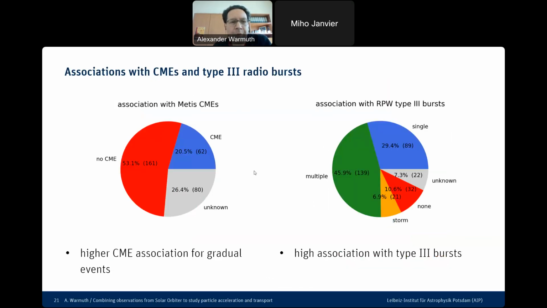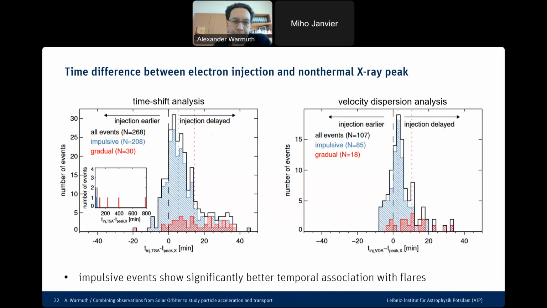flares. Some further statistics, CMEs with METIS, we only see it in about 20% of the events, but this association actually gets higher if we just look for the gradual events. So another confirmation of this CME-related origin of those events. And finally, the type 3 radio bursts. Indeed, in most cases, we do see type 3 radio bursts, either a single one, multiple ones, or even type 3 storms, so many of them going on. And indeed, we would expect that since these are really features that trace electrons that propagate outward from the sun.